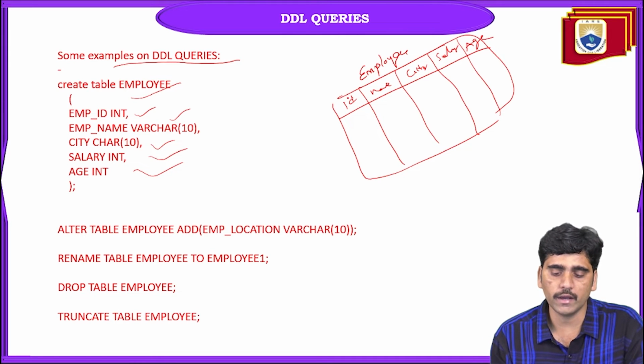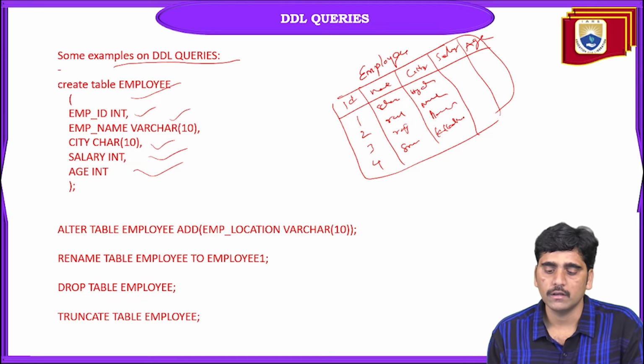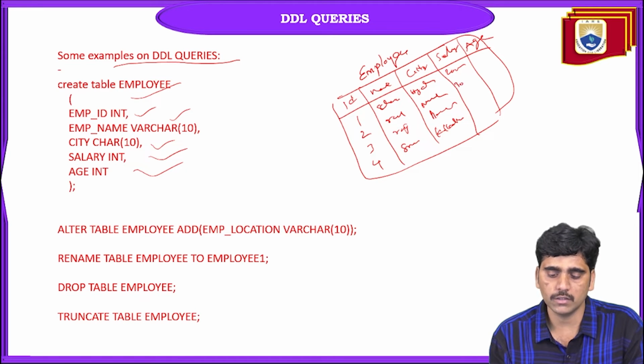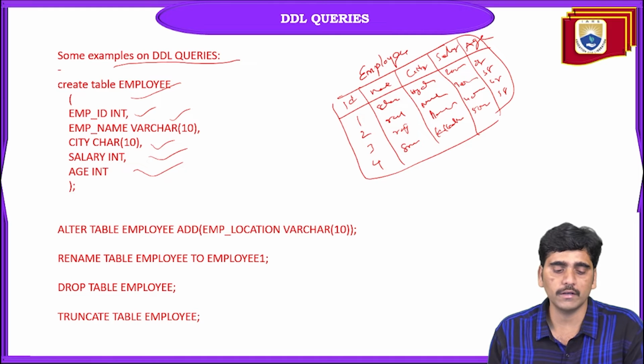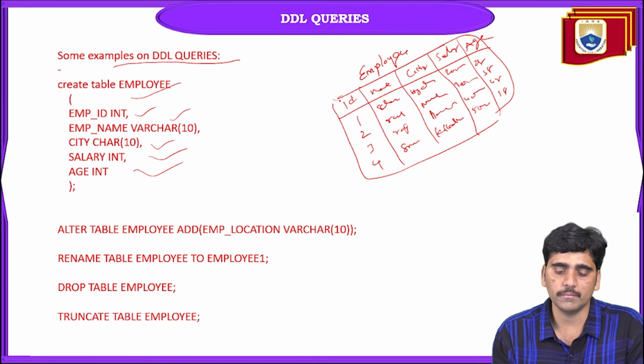So I am just creating some IDs like employee ID 1, 2, 3, 4, and the employee names also: Charan, Ram, Raj, and Srinu, and the cities also: Hyderabad, Mumbai, Bangalore, and Kolkata. Right? And the salaries also 20,000, 30,000, 40,000, and 50,000. And the age is what? 28, 38, 48, 58. So this is the way I am creating some values of this employee table.